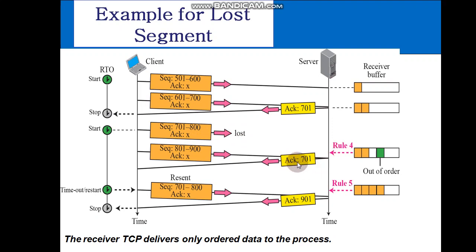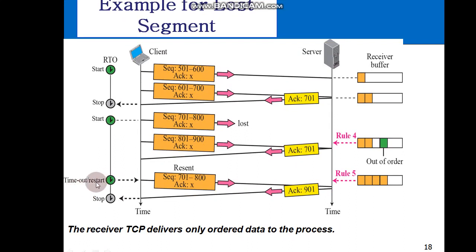So again it will initiate an acknowledgement of 701, because this 701 is not yet received by the server. So acknowledgement 701 is sent to the client. Now the client, after the timeout, will understand that there is no acknowledgement received for the previous data which was sent, that is up to 800, and only 701 is received by the sender. So it will again retransmit the sequence from 701 to 800.